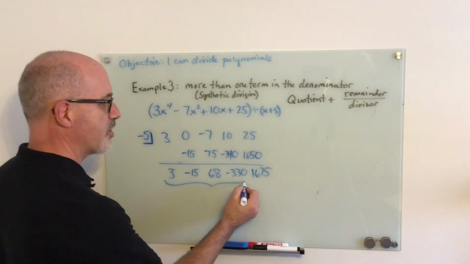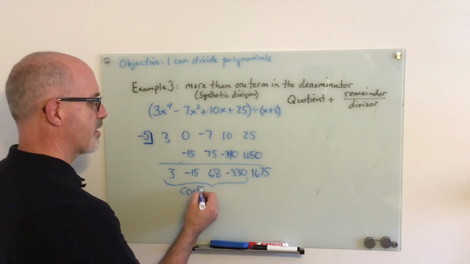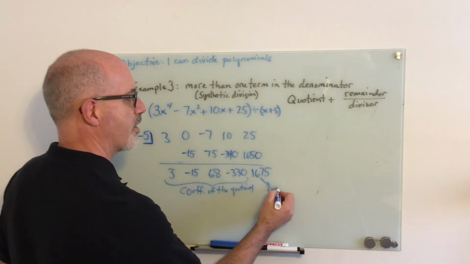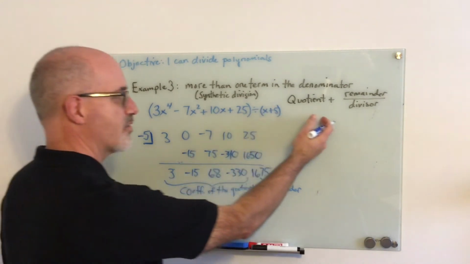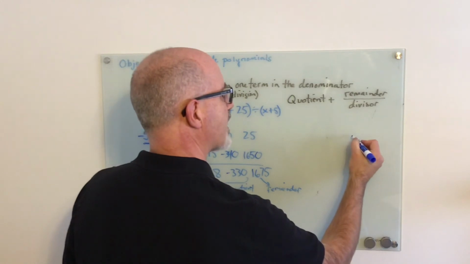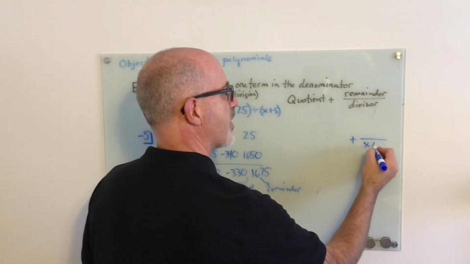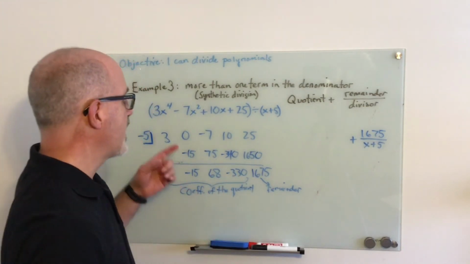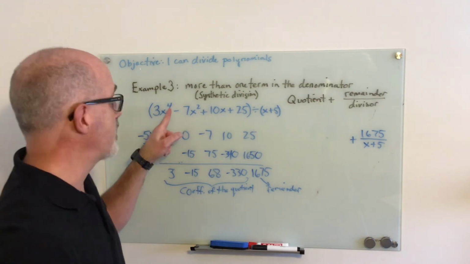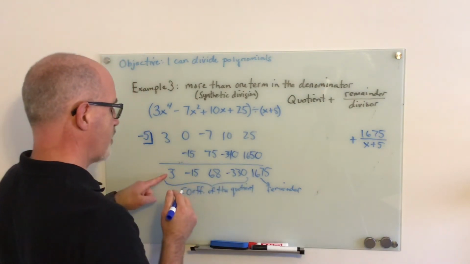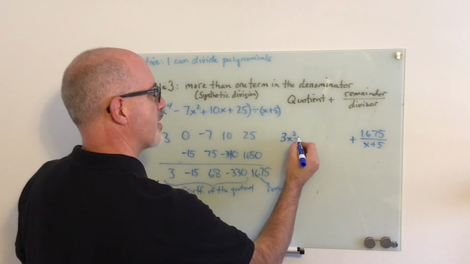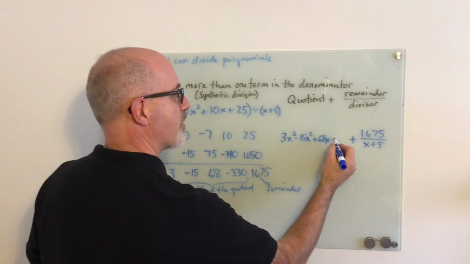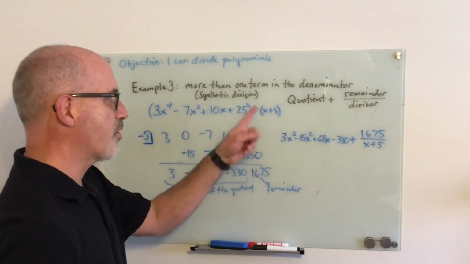These are going to be the coefficients of the quotient in our problem, and this is going to be the remainder for our problem. So when I go to put it back into this form, quotient plus remainder over divisor, I've already got the divisor. The divisor is just this x plus 5. And I know my remainder is 1675. Now I'm going to take these quotient coefficients, and I'm going to start with 1 degree less than my original dividend was. So instead of x to the 4th, I'll make it x cubed. So I'm going to have 3x cubed minus 15x squared plus 68x, and then minus 330, all plus my remainder over the divisor.